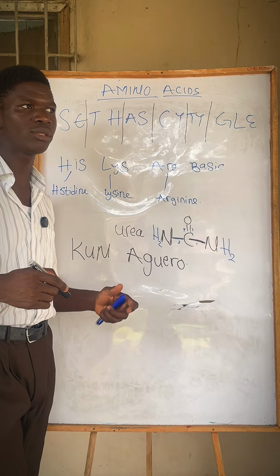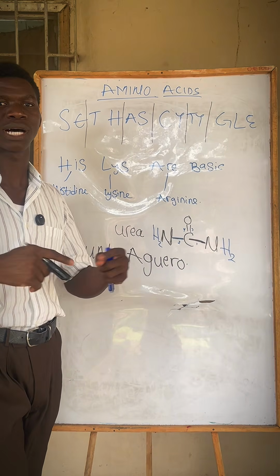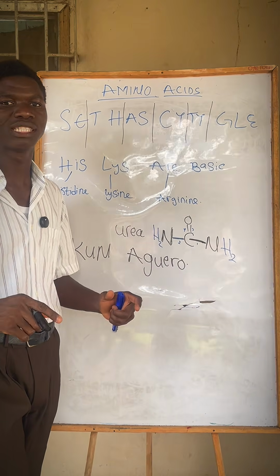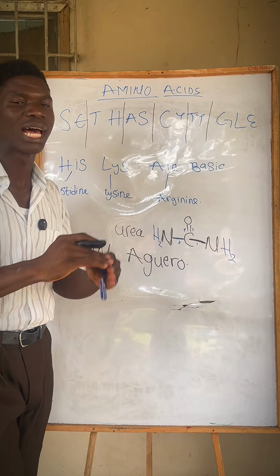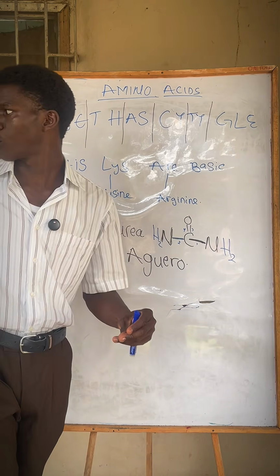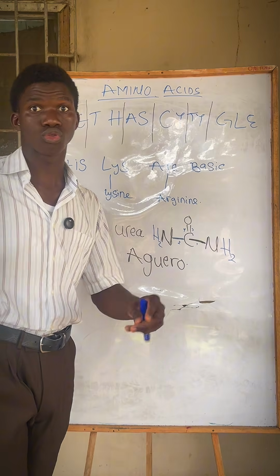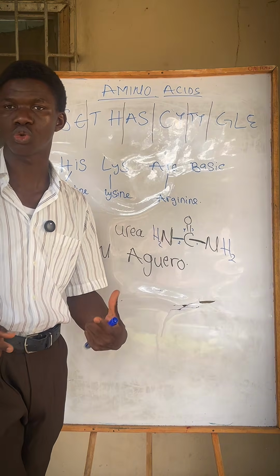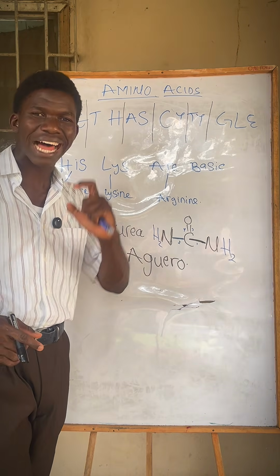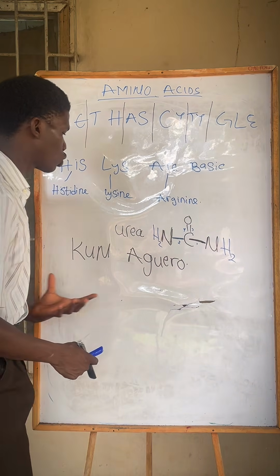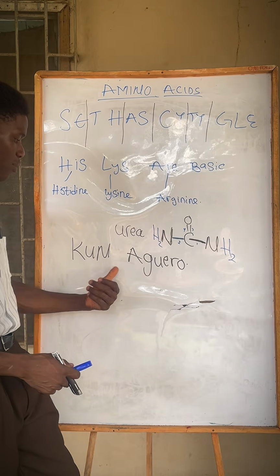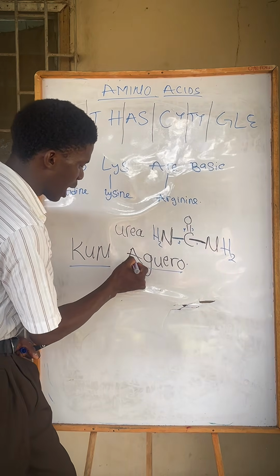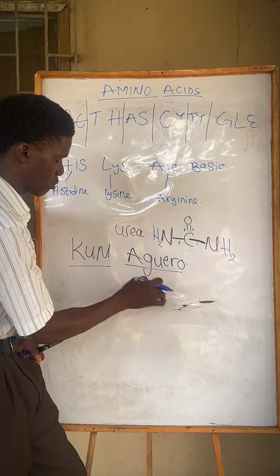Don't forget that when you want to draw the structure of any amino acid, apart from glycine, all amino acids will surely have the structure of alanine first. That is one of their first structures. So each amino acid should have the structure of alanine first. Now I said don't forget this player name, Kun Aguero. So this Aguero stands for arginine. Okay, just a trick.